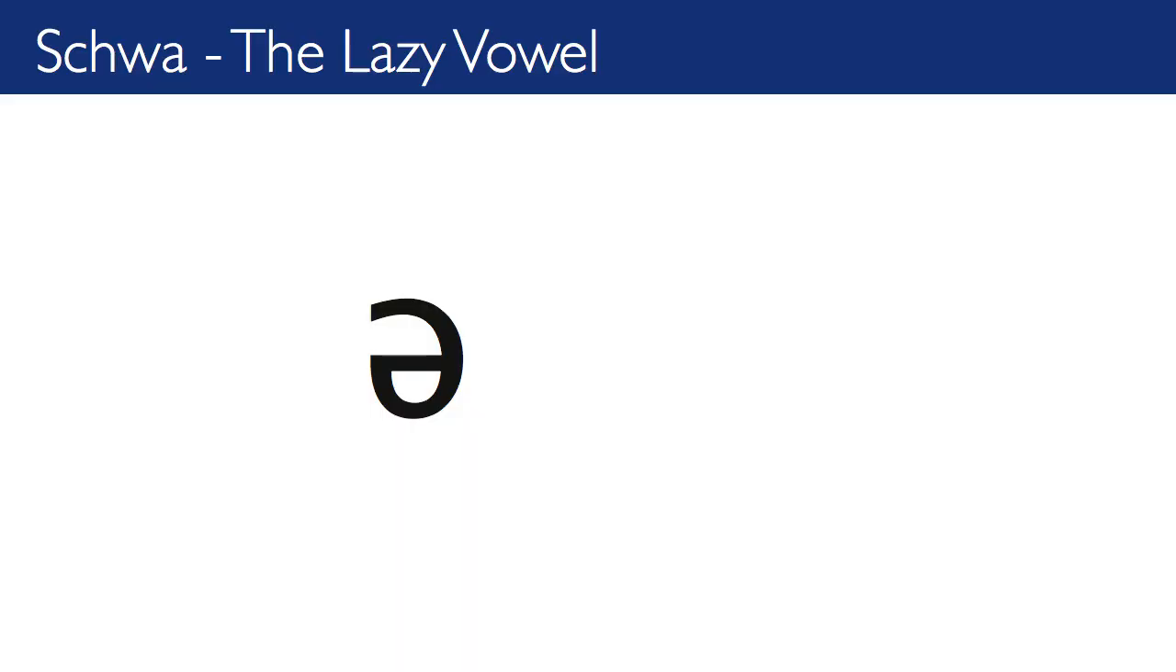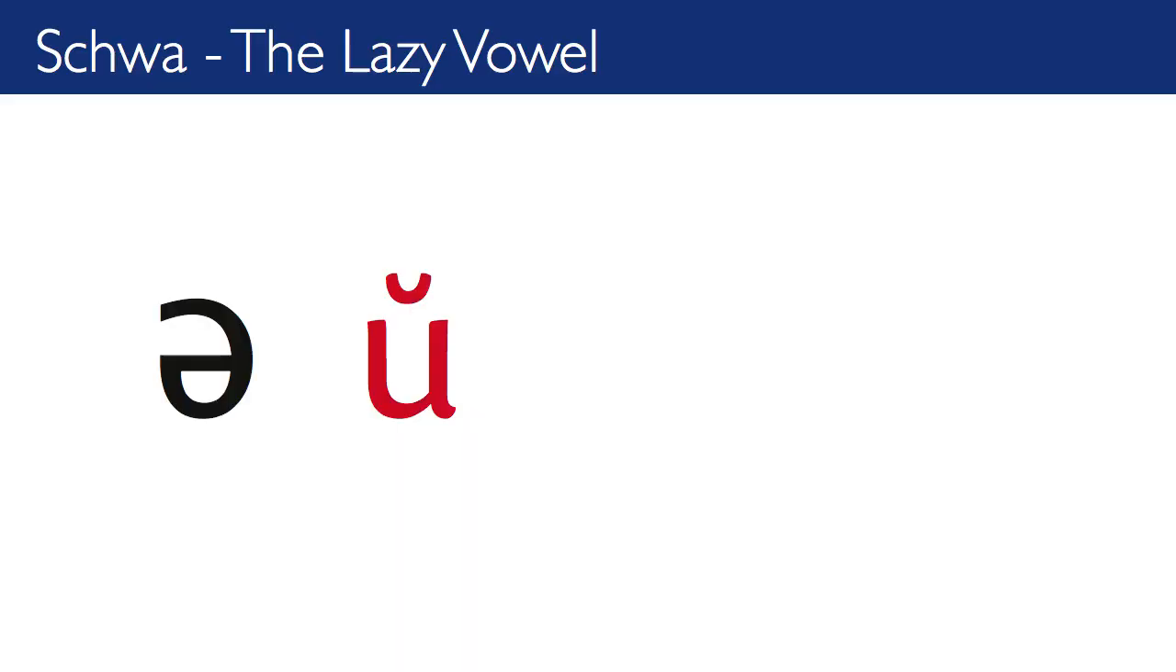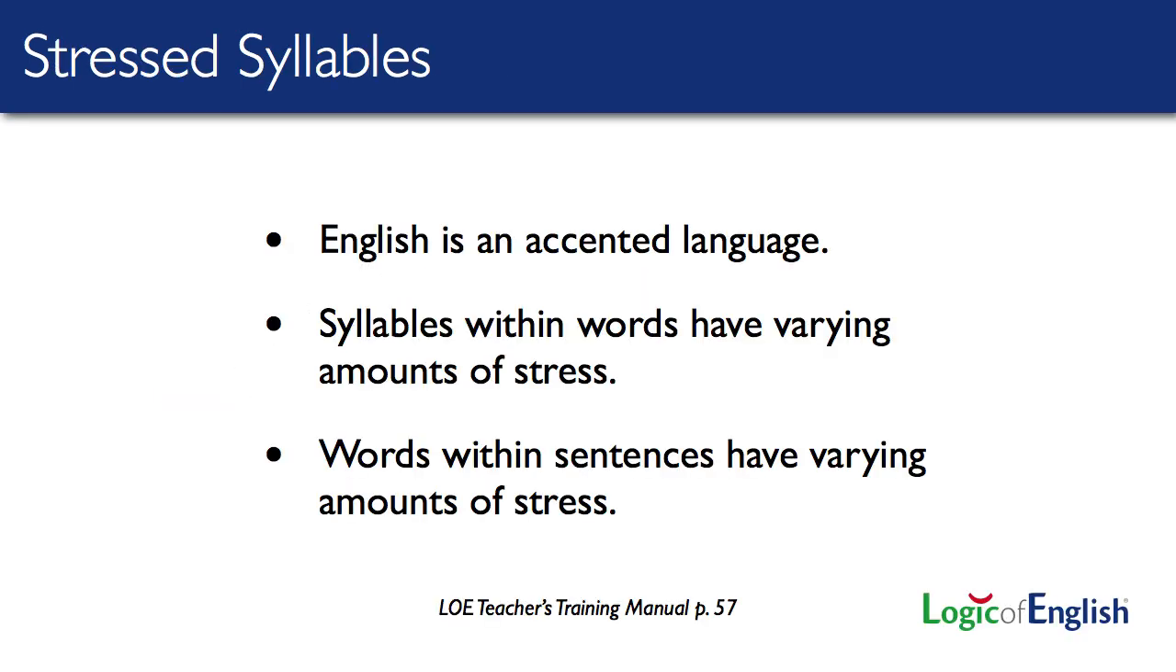Okay. And so just in summary, the schwa sound can say and I, and it is a lazy vowel, and it happens because English is an accented language, and syllables within words have varying amounts of stress, and words within sentences have varying amounts of stress. And so what we're going to do is we will say to spell, we'll articulate them clearly.